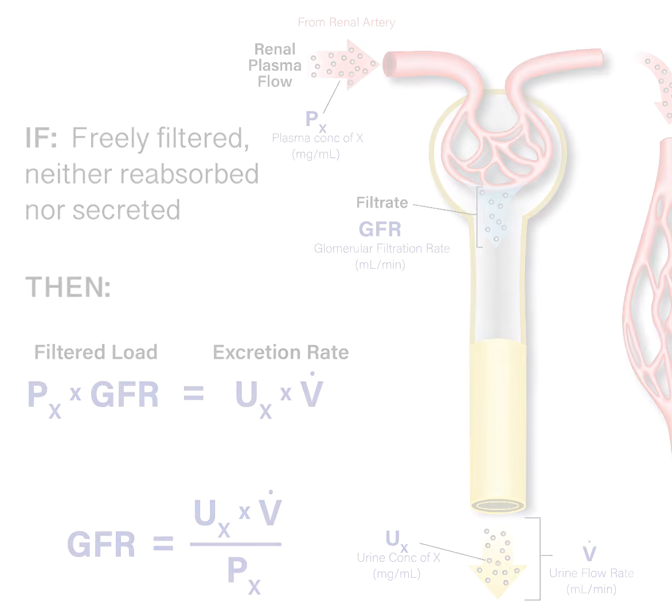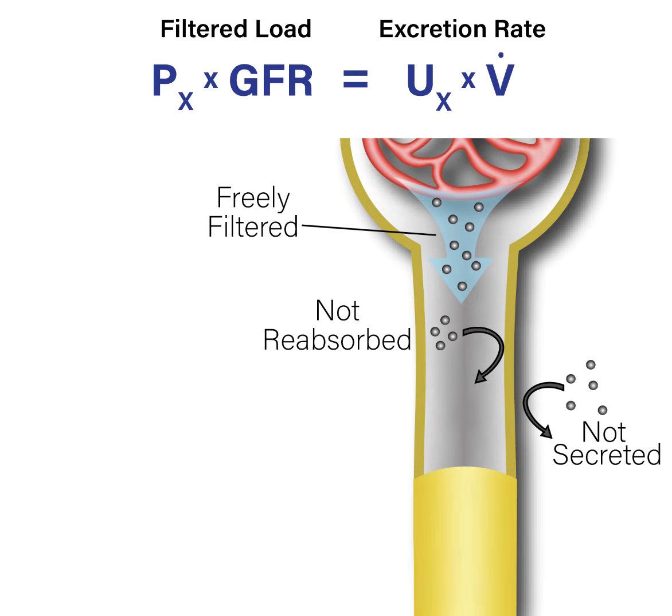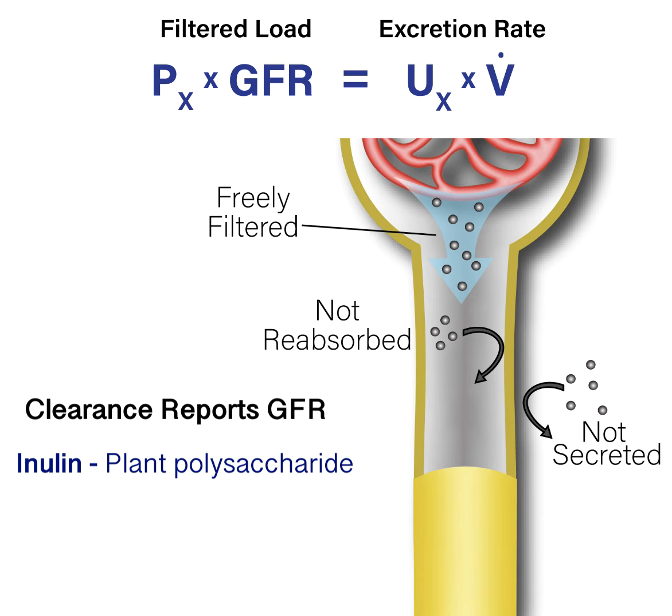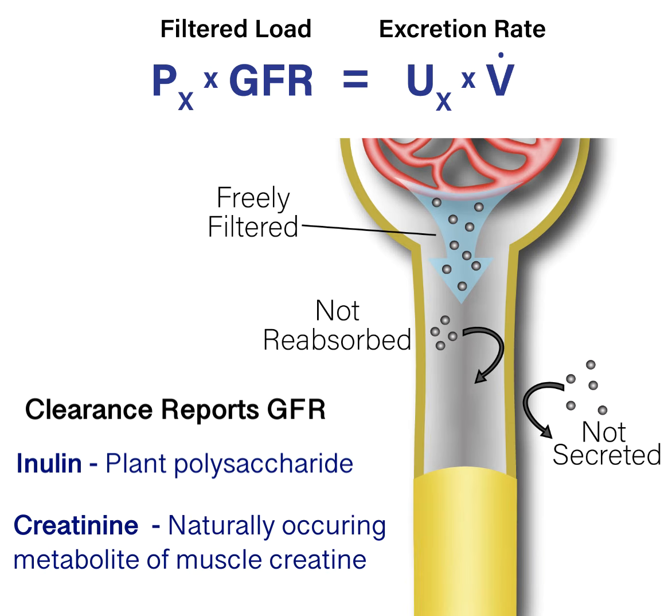So what are examples of substances that fit these criteria? The two most commonly described substances are inulin, a plant polysaccharide, and creatinine, a metabolite of muscle creatine. This means that if you measure the renal clearance rates of either of these two substances, or any substance that is freely filtered and neither reabsorbed nor secreted, their renal clearance rate is the GFR, that is, the volume of fluid that's filtered by the kidneys per unit time. Pretty cool. But wait, there's more.